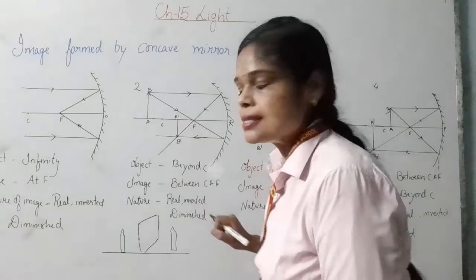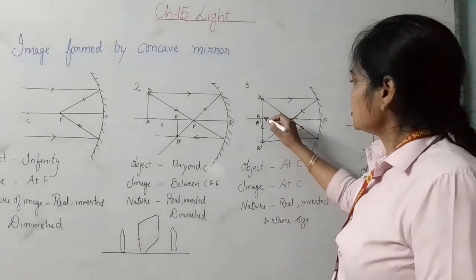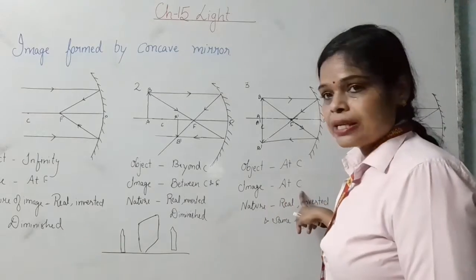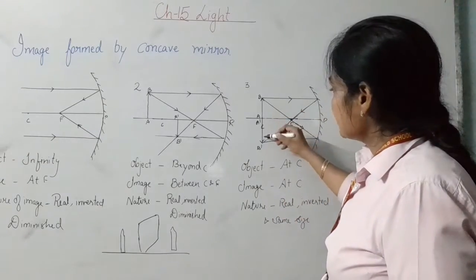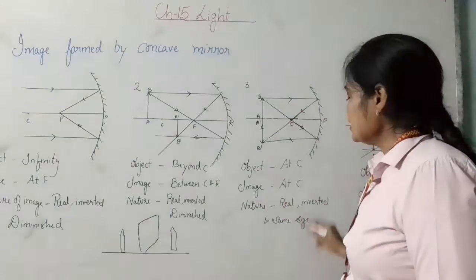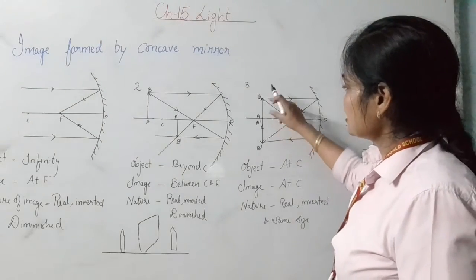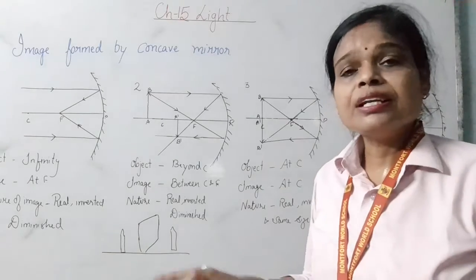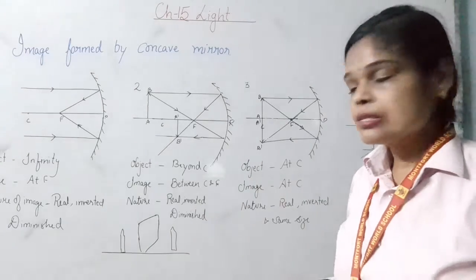It's a small size. Third case, if the object is present at the center of curvature, then the image will always form at the center of curvature. It is real, inverted and of the same size. The object and image are of the same size. They are inverted and they are a real image, the image which is formed on the screen.